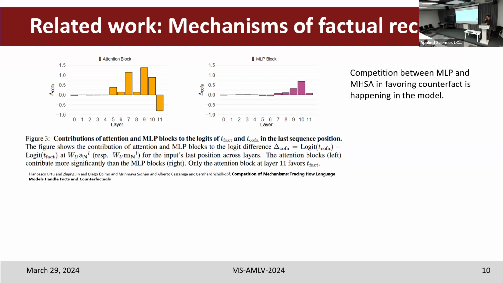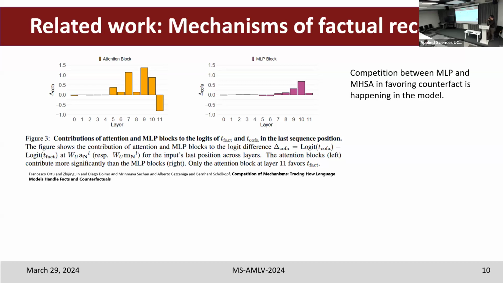So what are the methods and mechanisms behind that? In this figure, you can see an overview of the competition between MLP and multi-head self-attention blocks. What does this competition stand for? So MLPs have the knowledge that Paris is located in France, but attention blocks actually have the knowledge from the context that Paris is located in Italy. And this competition happens and is described in those two figures. On the y-axis, we have the delta between logits for the counterfact and the fact. And on the x-axis, we have the layers of the model.